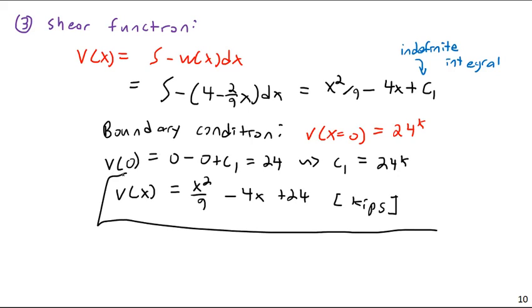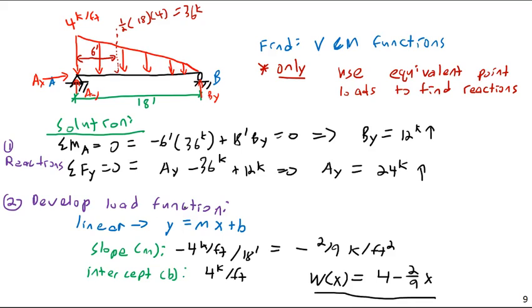And that is our equation for shear at any point along the beam. And notice, this is a parabolic function, and the load is a linear function. So in general, if you have a loading that is polynomial in any form, the shear is going to be one order higher. So if your load is linear, your shear is going to be parabolic, and your moment is going to be a cubic function.